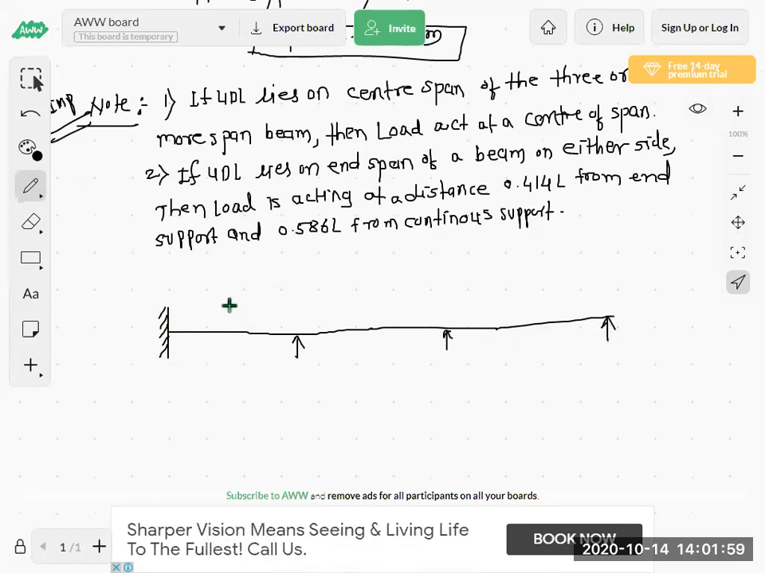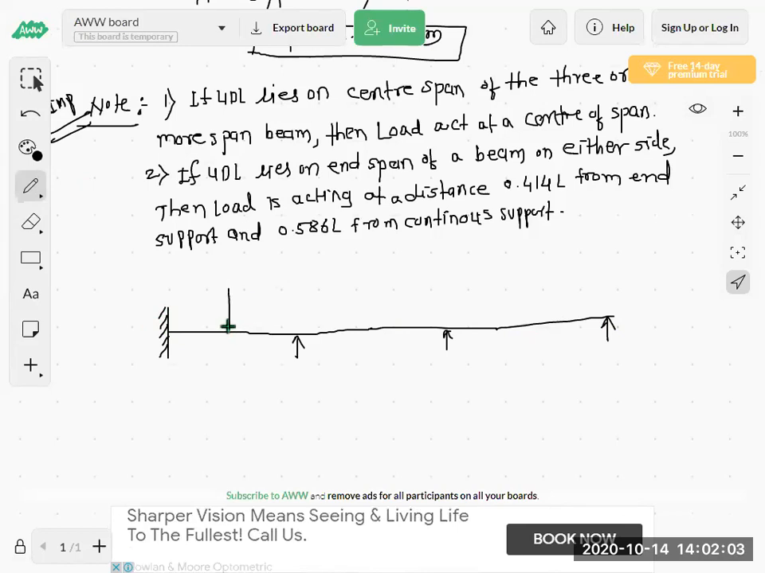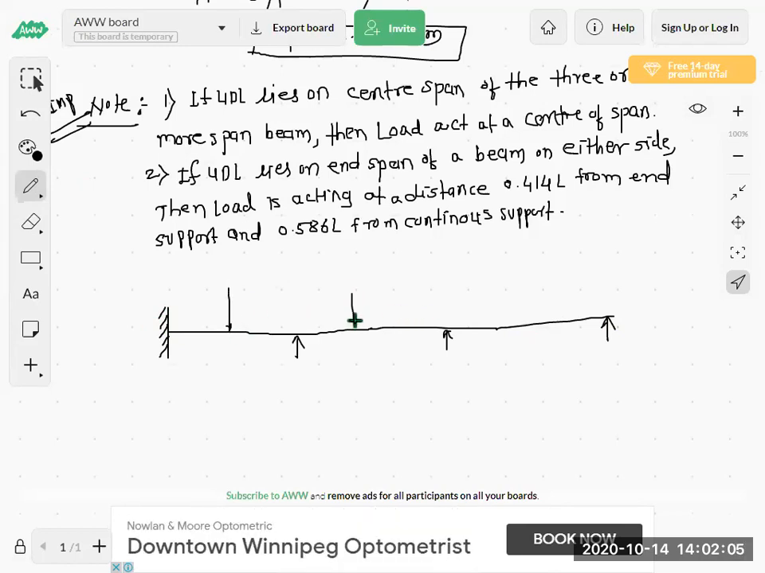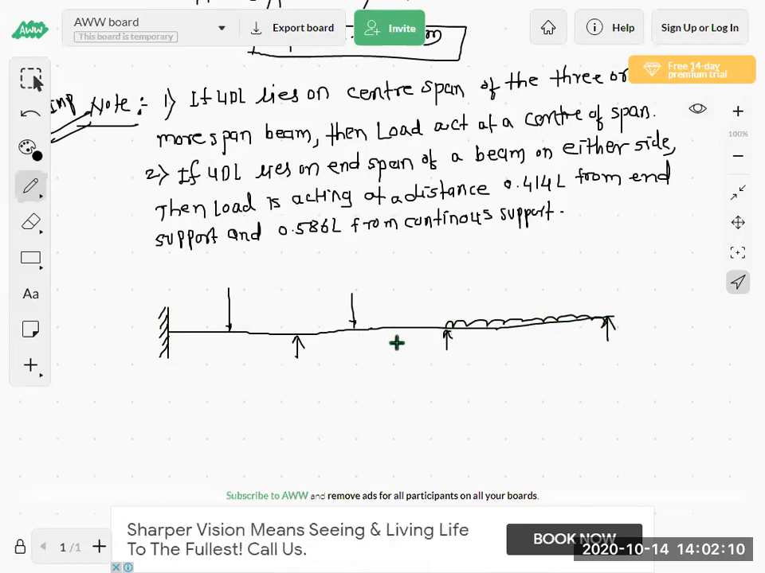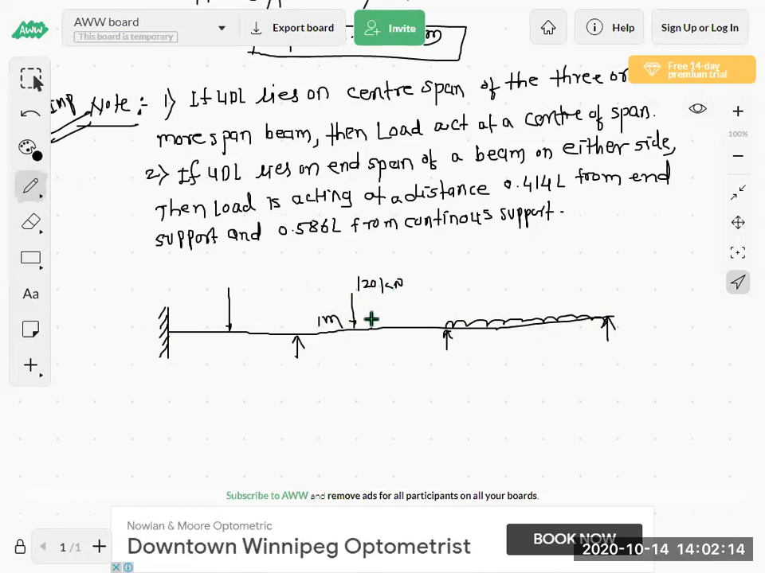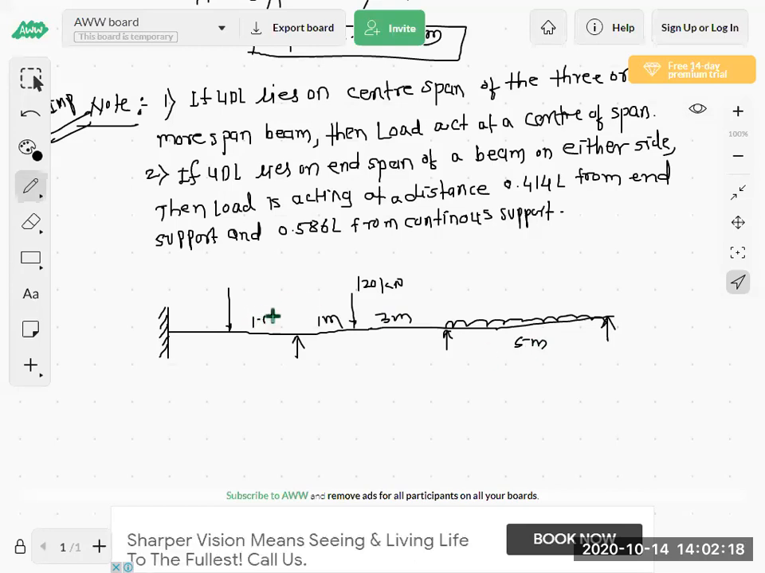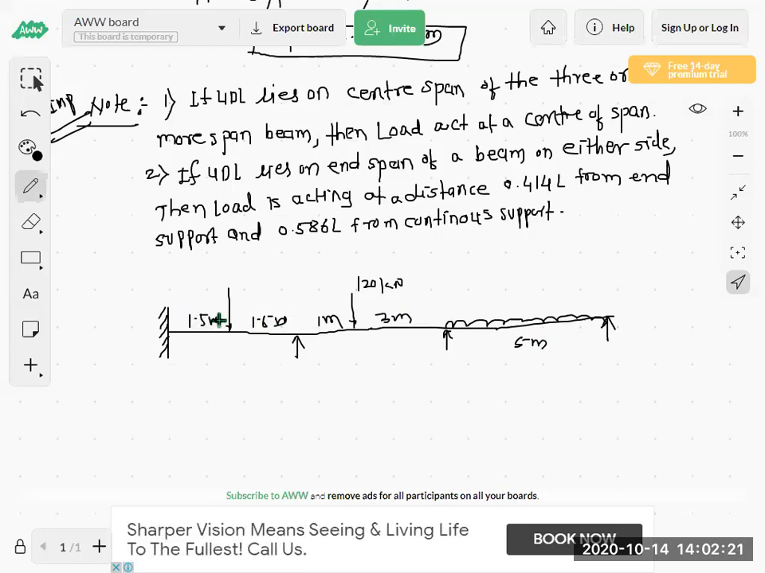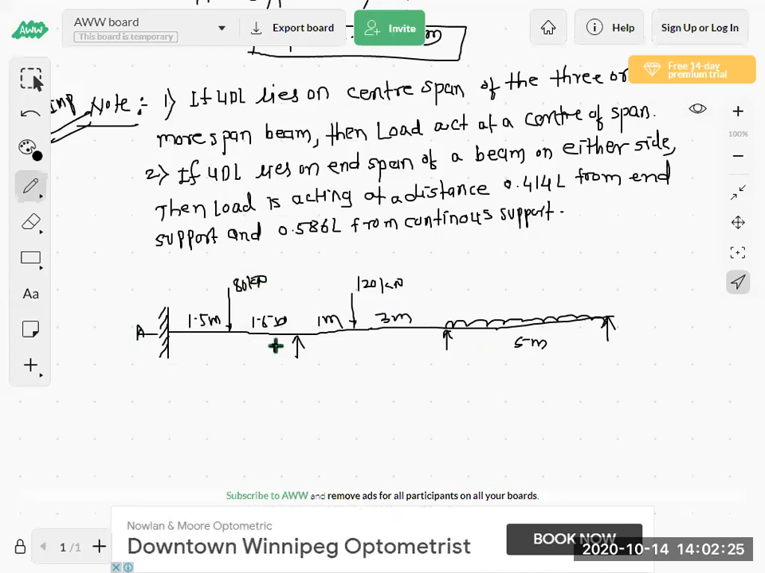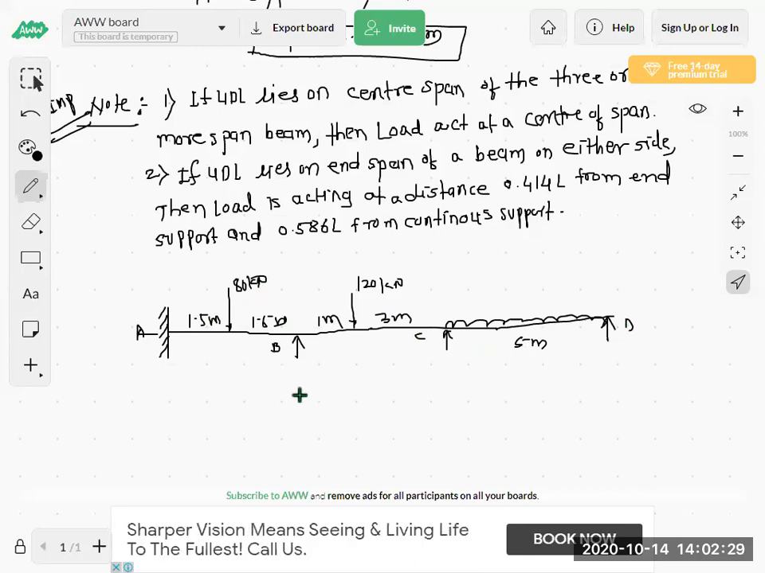So now here UDL will be there. For this, the 120 kN load, this is 1 meter, this is 3 meter, this is 5 meter, this is 1.5, this is again 1.5, 80 kN. So A, B, C and D. So this is the beam actually.